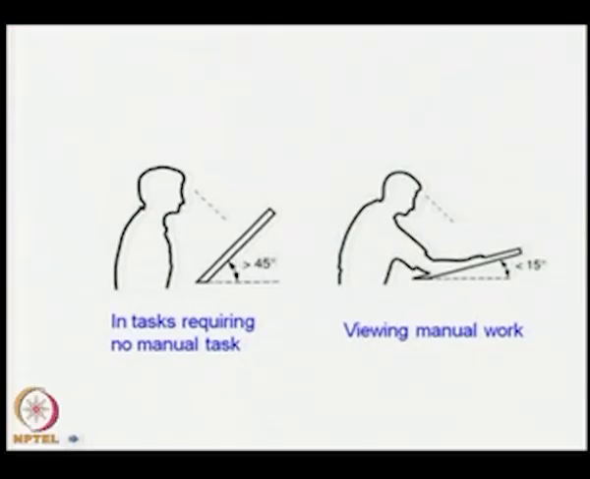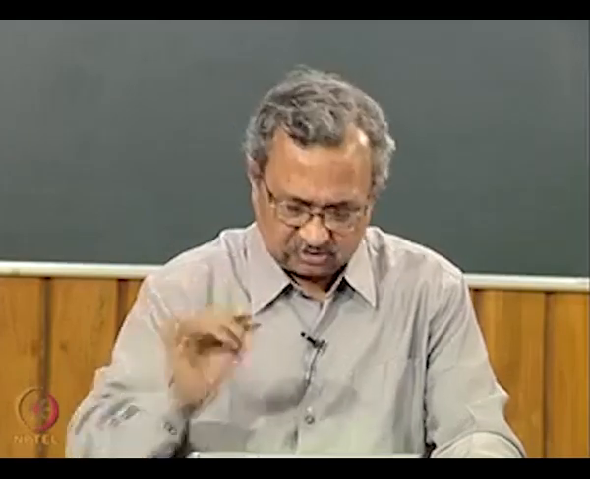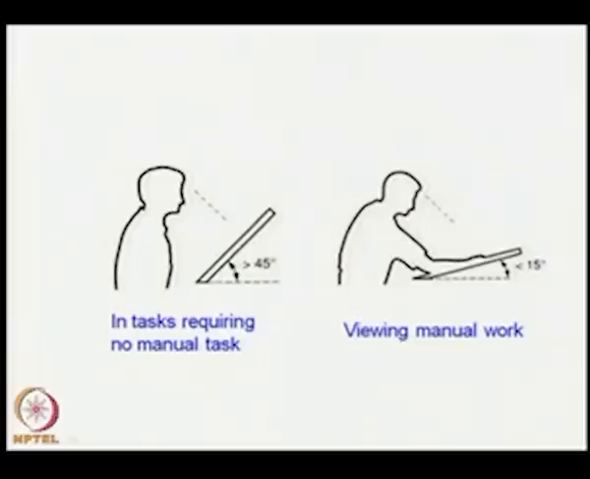Another thing is that for some tasks, we may need to concentrate on something to read and write. In tasks requiring no manual work, a slope of around 45 degrees can be given so that it will be easier to read, and where manual work is necessary, it may go to around 15 degrees. So this is not only for the handling part of the operation, it also eases our vision.